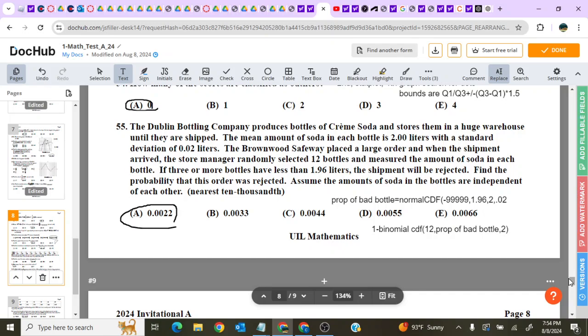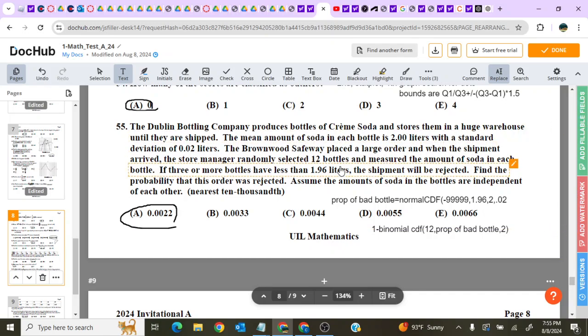A bottling company is making soda. The mean amount is 2 liters and the standard deviation is 0.02. They placed a large order, and when the shipment arrived, managers randomly selected 12 bottles and measured the amount of soda in each bottle. If 3 or more bottles have less than 1.96, the shipment is rejected. Find the probability that this order was rejected.